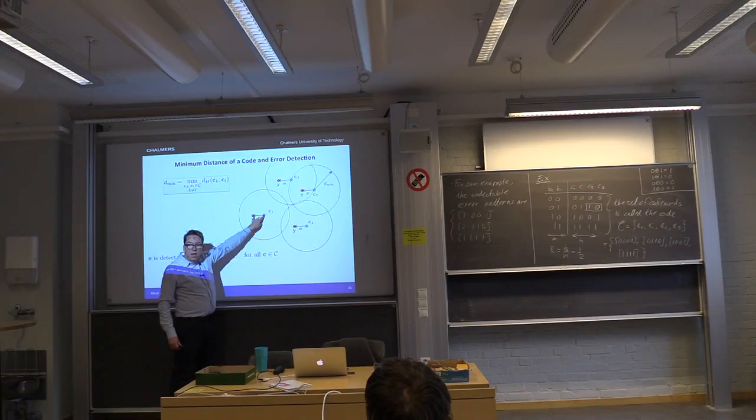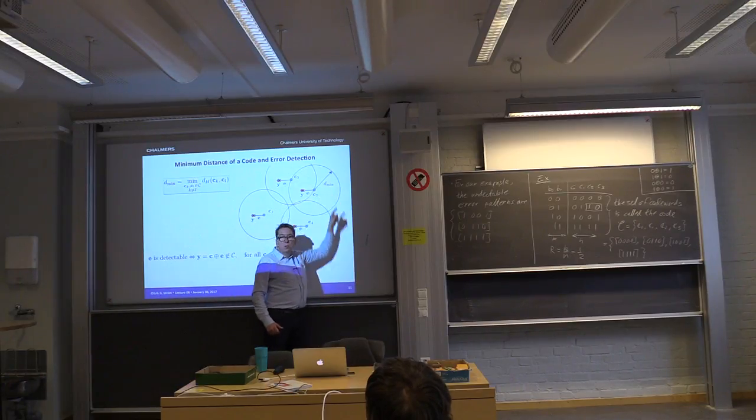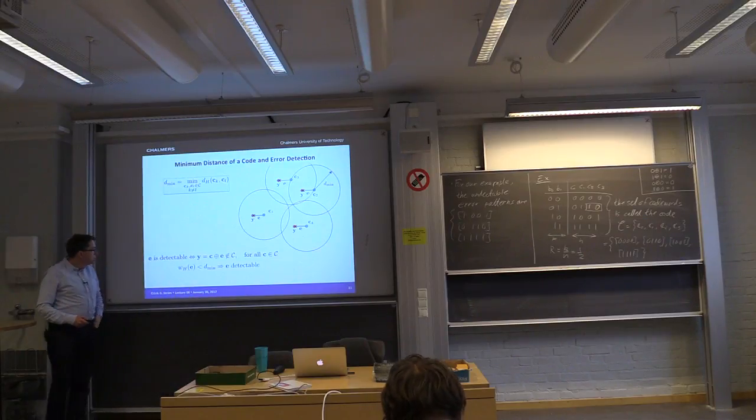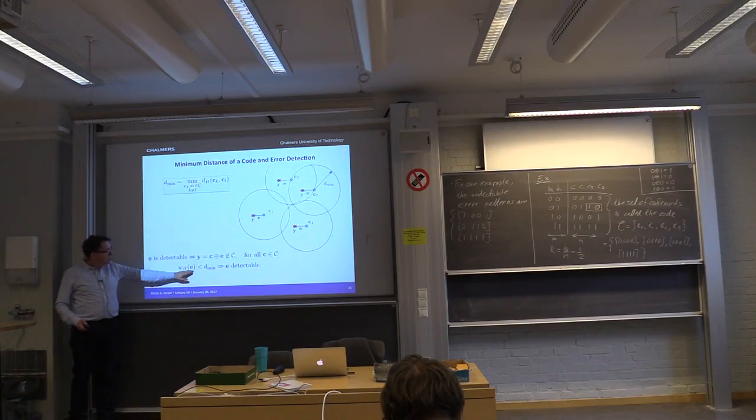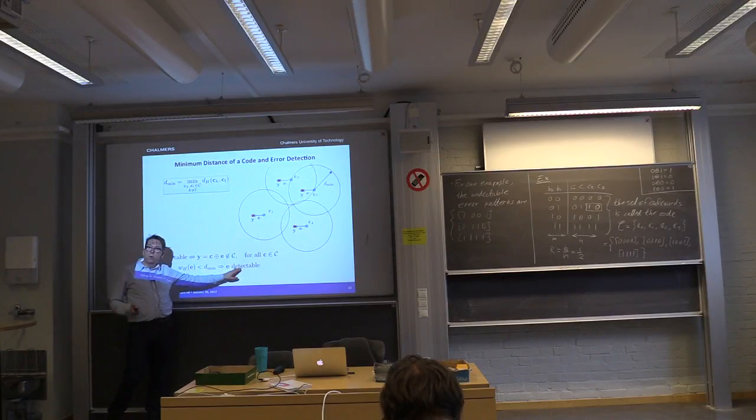Okay? And we can guarantee that if the length of the error pattern is less than the minimum distance, we can never reach a code word. So, if the Hamming weight of the error pattern is less than the minimum distance, then we know for sure that E is detectable. Okay.